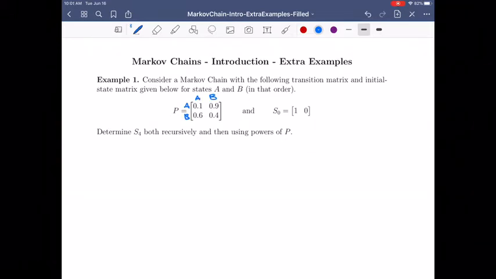the initial state S0. So this means, since the probability here for A is 1, it means that the process definitely begins in state A.